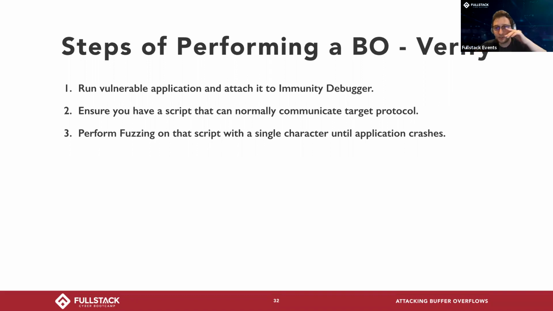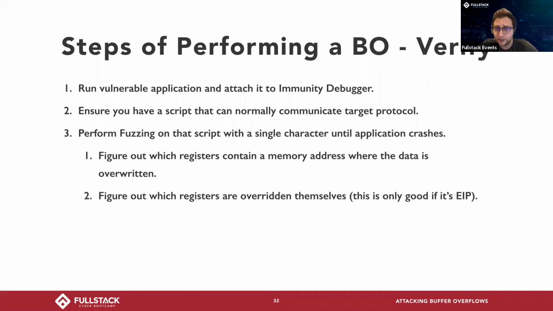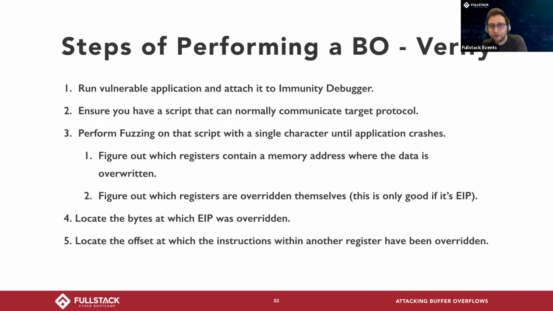until we find out if the application crashes. From there, we're going to find out which registers contain a memory address where the data has been overwritten. Once we crash the application, we want to make sure that our overwrite rules that we just talked about actually apply. So we need to figure out which registers are overwritten, right? This is only good if it's EIP. If EIP is not overwritten, game over, move on. This is not an exploitable thing that we can do. We need EIP, right? Once we find EIP, we're then going to find out where we gain control of EIP and where we can put our payload. And that's the start.